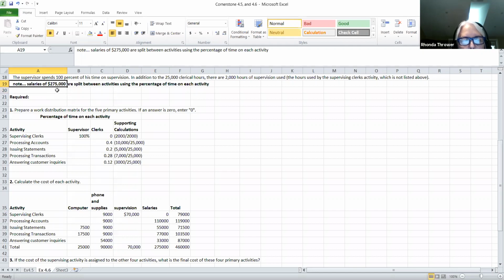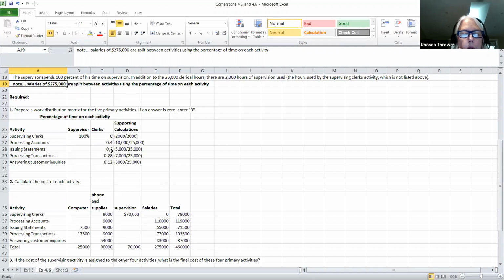The clerk's salaries, this 275,000, is split 40% by processing the accounts. In other words, they spend 40% of their time processing accounts. Maybe they're looking at getting an invoice together, or maybe they're looking at the general ledger. It really doesn't tell us what they mean by processing accounts, but they can be doing all kinds of things for that. But 40% of the time, the 275,000 in total salaries is devoted to processing accounts.